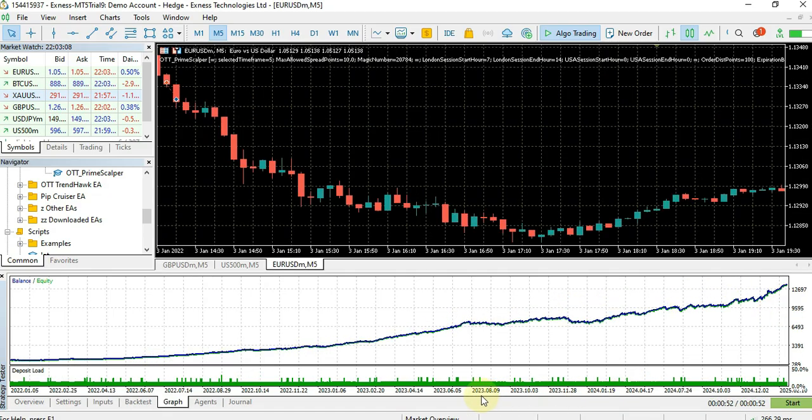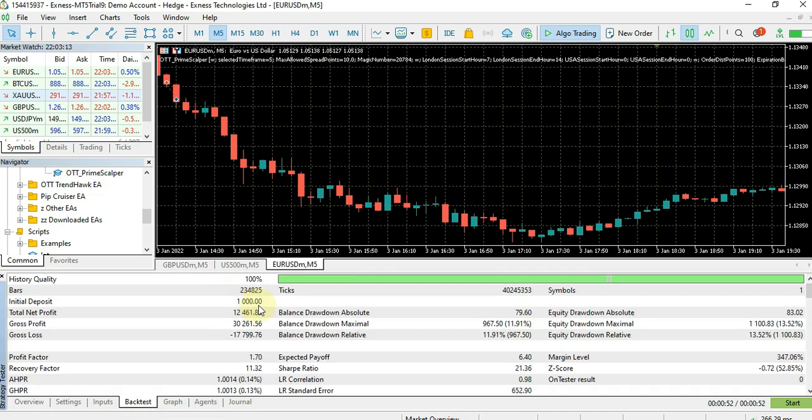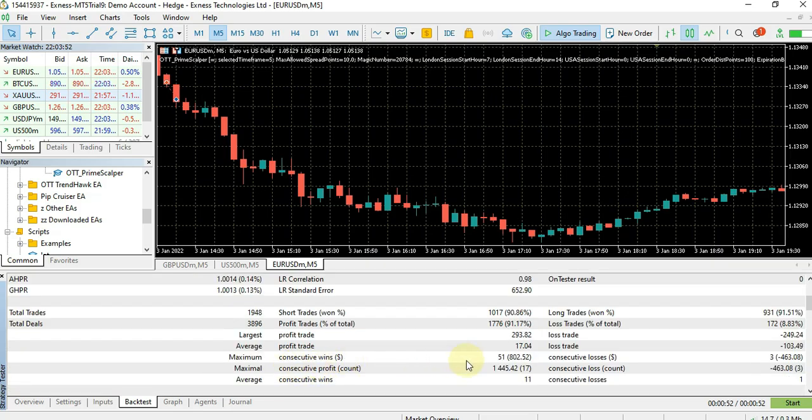Alright, the backtest is complete, and let us review. Now as you can see here, we have a total net profit of $12,000 and a gross profit of $30,000. This is over the period of 3 years. Profit factor is 1.7, the recovery factor is 11.3, the expected payoff is 6.4, and you can see the drawdown is just 11% over the period of 3 years. Maximum consecutive wins of 51 and maximum consecutive losses of 3 over the period of 3 years. So as you can see here, the win rate is 91%.